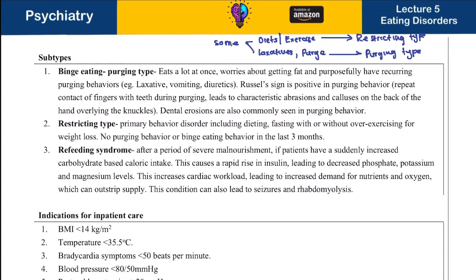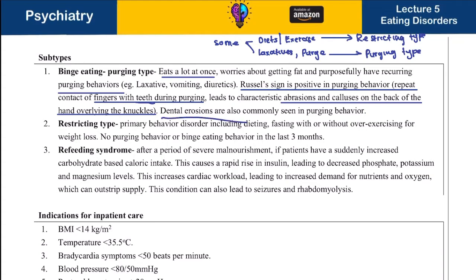So these people would eat a lot at once, worry about getting fat, and will have purging behavior such as laxatives, vomiting, diuretics. And there's something called the Russell's sign. These patients would put their hand into the back of their mouth to induce vomiting. When this happens, their fingers will scrape against the teeth, leading to abrasions and calluses on the back of the hand overlying the knuckles. On top of the knuckles, on the back of the hand, there will be calluses and abrasions. And also, because there's a lot of acid coming out, there are a lot of dental erosions seen.